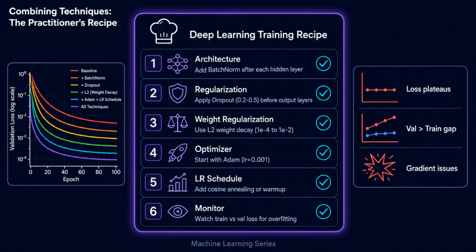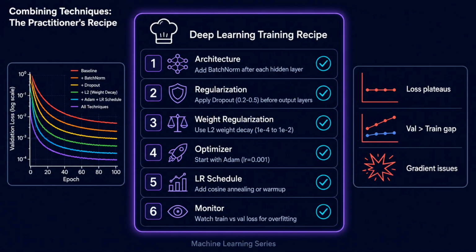In practice, the best results come from combining multiple regularization and optimization techniques together. A typical modern deep learning recipe might use the Adam optimizer with a cosine annealing learning rate schedule, batch normalization in convolutional layers, dropout in fully connected layers, and L2 weight decay applied to all learnable parameters.